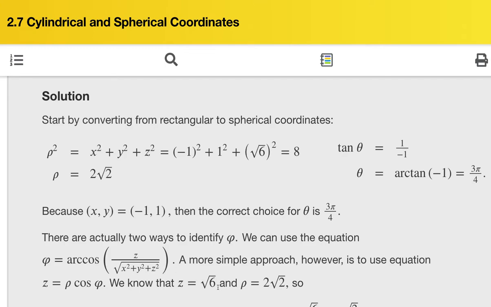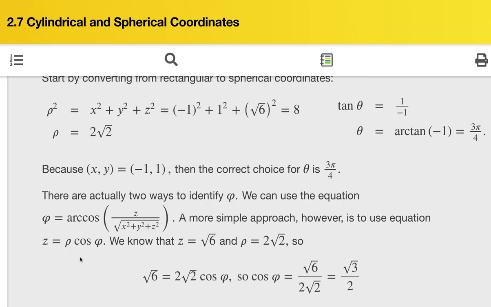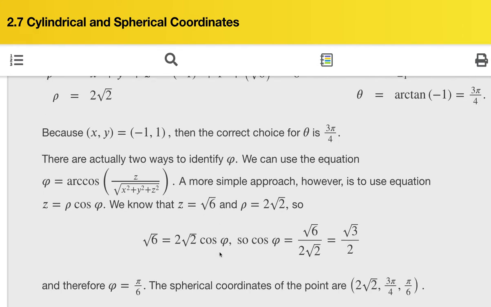Z is square root of 6. Okay. Z is rho times cosine phi. So z is square root of 6. And so what we are having here is cosine phi. It is z over rho, right? Square root of 6 over 2 times square root of 2. So it turns out to be square root of 3 over 2.